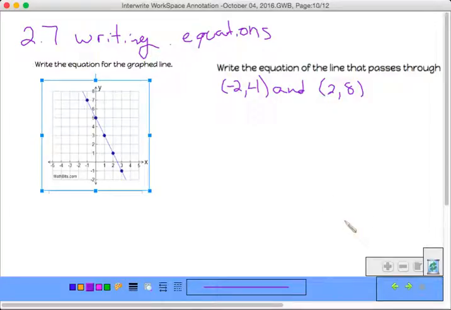All right, today we talked about 2.7 writing equations. We're going to do a couple quick examples. So the first one is writing an equation from a graph. So if you need to pause this to draw your graph, do that now, and then hit play when you're ready.